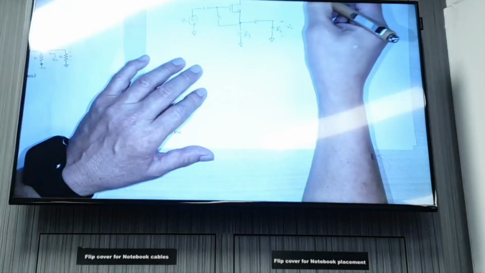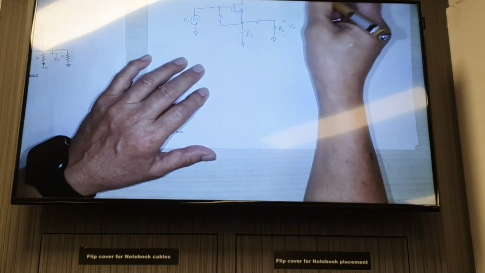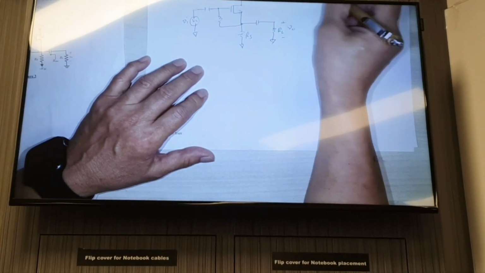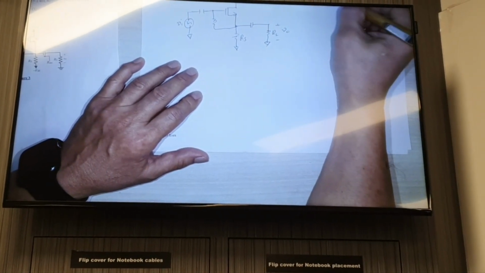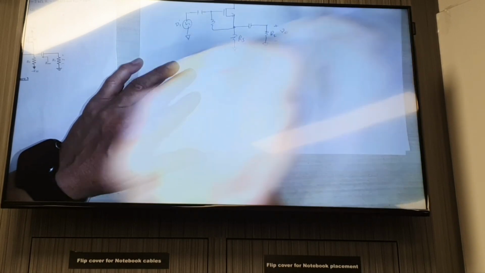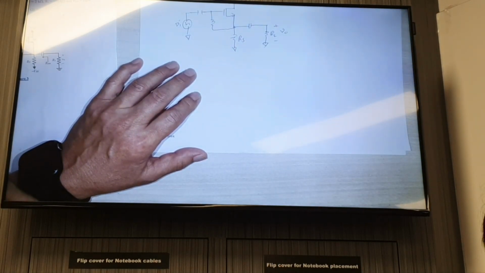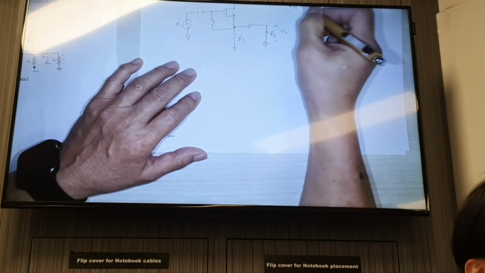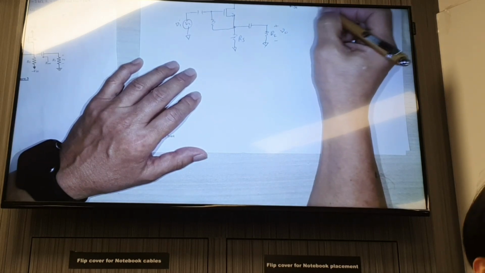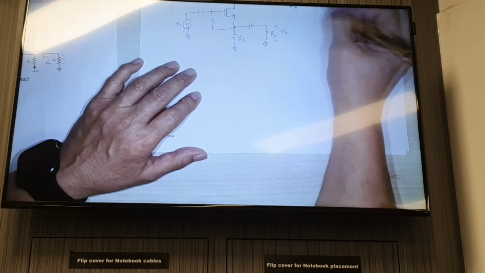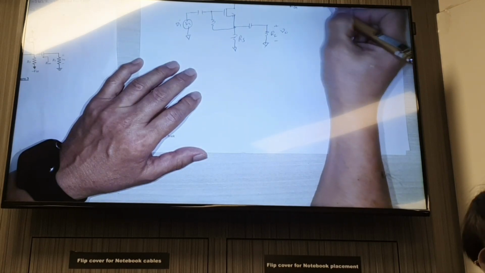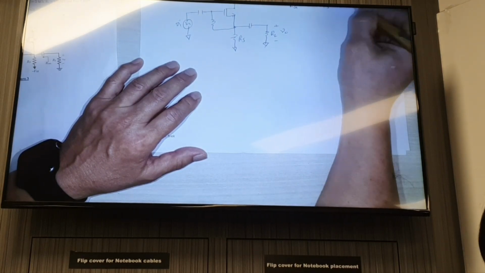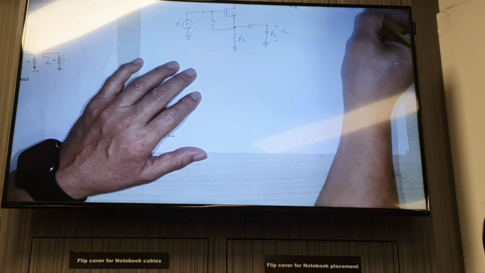We are given that gm is 3.54 millisiemens, and ro is infinite because it's neglected. We are also given RG is 1 meg, RS is 2K, RL is 100K.